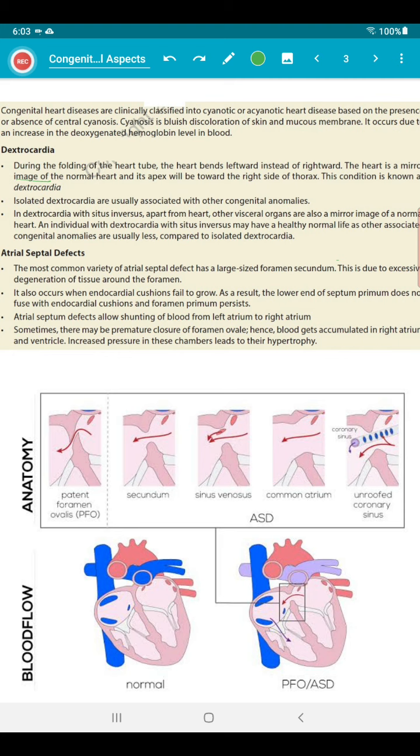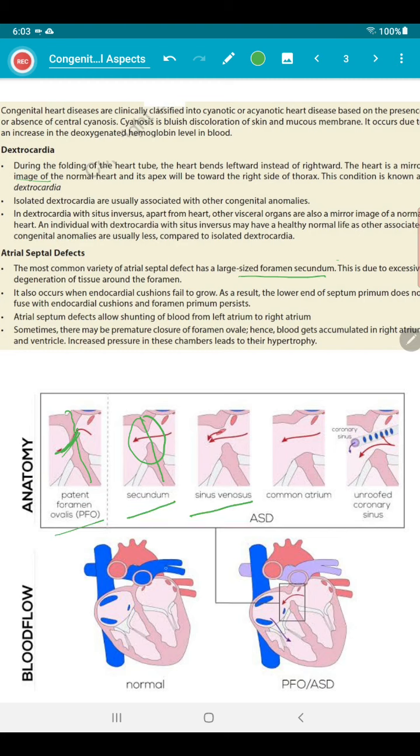Now, what is atrial septal defect? From the name itself, you can understand it is a defect in the atrial septum during formation. The most common variety of ASD is the large-sized foramen secundum. You can see this is the foramen secundum type. This is the atrial septum. This is the foramen ovale, which is patent. This is also a variety, patent foramen ovale or PFO.